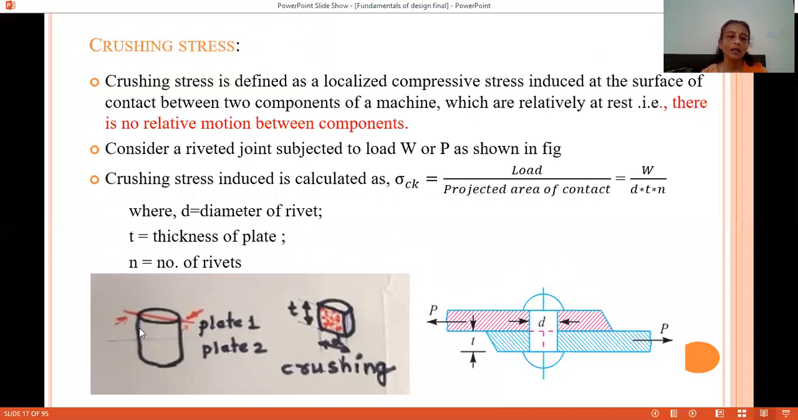So students, you can see here, whenever we talk about the crushing stress, we'll be taking it as load upon projected area of contact. So here, we will take a contact of the rivet in one plate only. So the contact area we can see here from the 3D diagram is diameter of the rivet into thickness of the plate. That is for one rivet. If there are such n number of rivets, then the formula will become P upon D into T into N. So that is the formula for crushing stress.